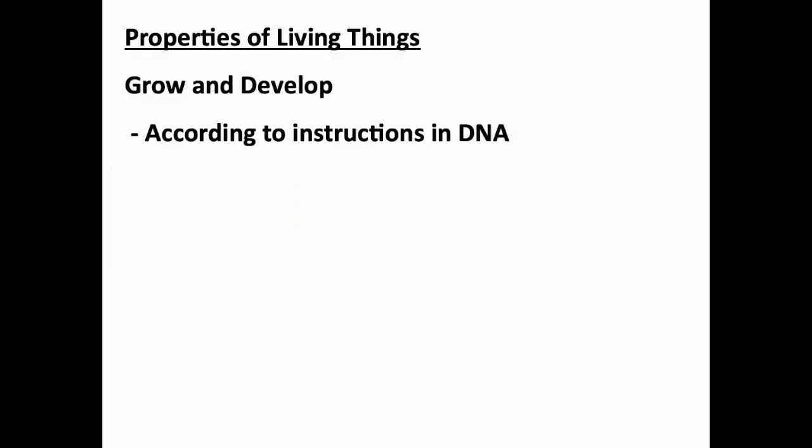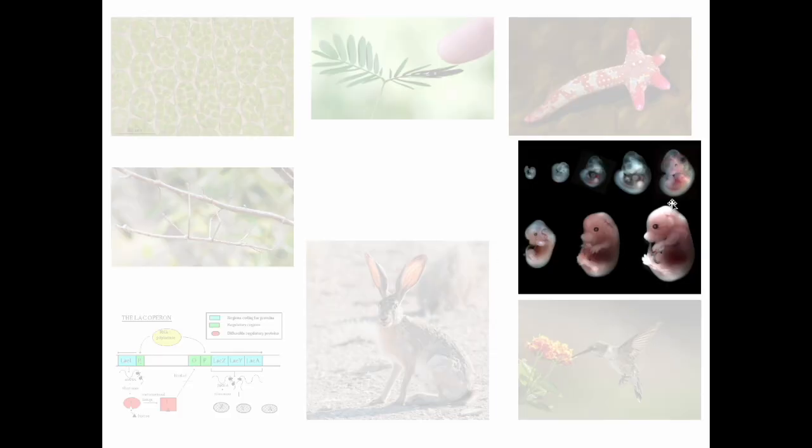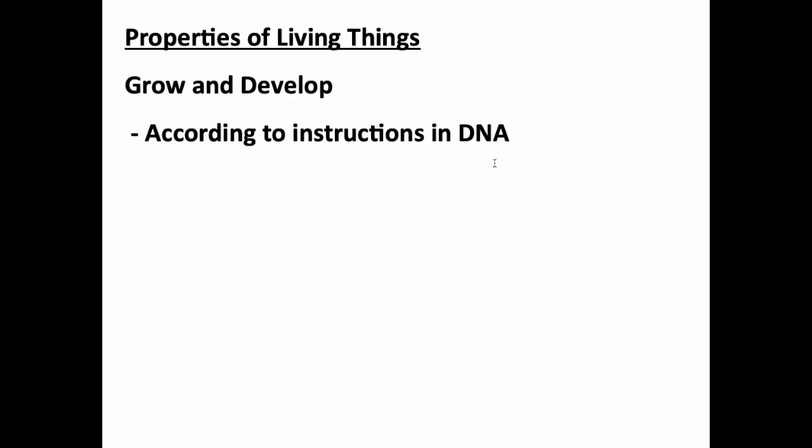The phrase here is grow and develop. All living things are going to grow and develop. Importantly, according to instructions in the DNA. So there's a blueprint. There are instructions that tell you, if you're a mouse, to grow 4 limbs, a head at one end and a tail at the other end. Very important instructions. All living things are doing this.